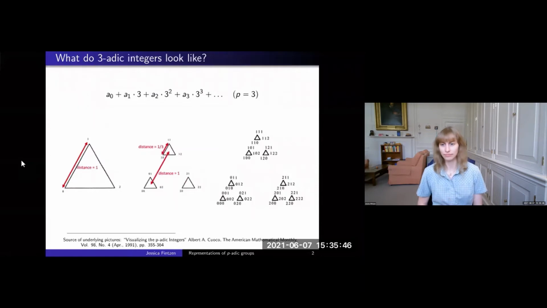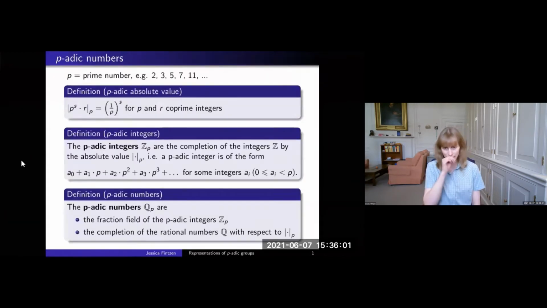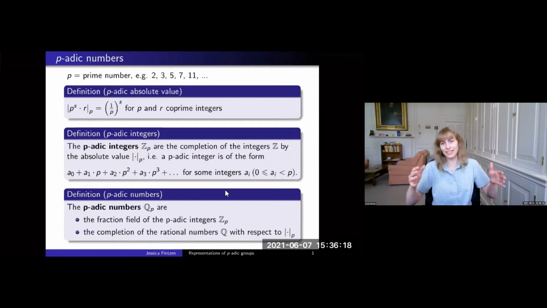Jessica, can you repeat the definition of p-adic integers? Sure. So the definition is that you start with the integers, and then you complete the integers with respect to the p-adic absolute value, which just means, in other words, you just look at all these power series. And if you stop the power series after the third term, you get an integer, but you can keep going and this power series will converge. So in particular, it contains all the regular integers, but it also contains these infinite power series. Okay.